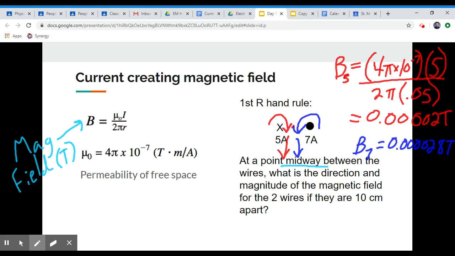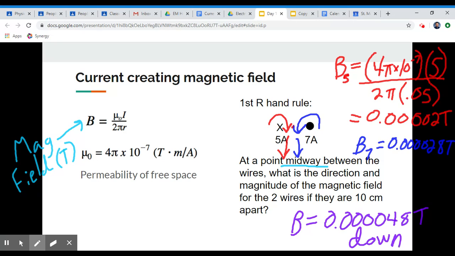So I will have 0.00002 Teslas in the downward direction and 0.000028 Teslas in the downward direction. So our grand total magnetic field will end up being 0.00048 Teslas. I use purple. You like that? Because red and blue are purple. In the downward direction. So I would just add the word down to that.